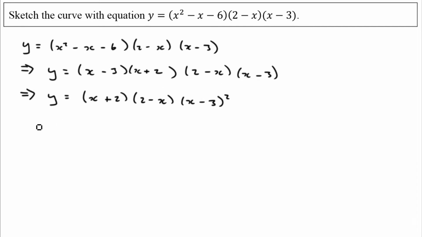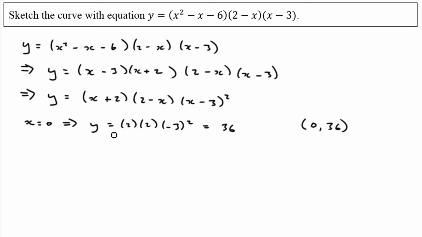Now we can begin our usual method. If we have an x of 0, that means we will have a y of 2 times -3 squared, which is 36. So therefore the curve passes through 0, 36.